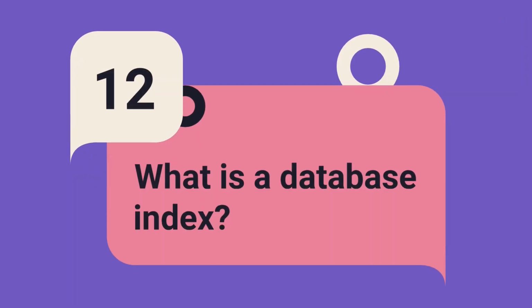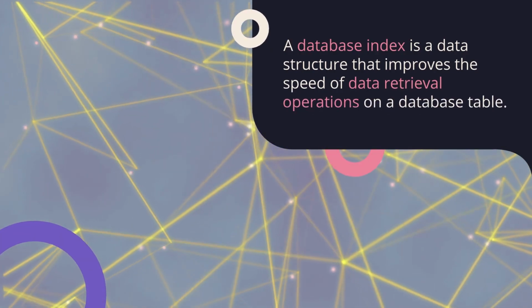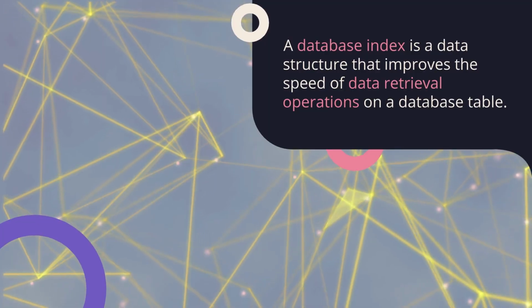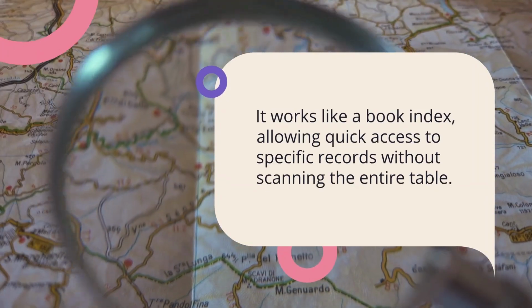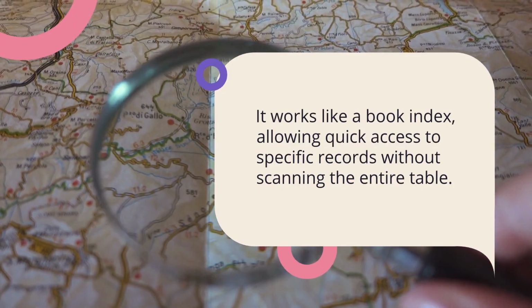12. What is a database index? A database index is a data structure that improves the speed of data retrieval operations on a database table. It works like a book index, allowing quick access to specific records without scanning the entire table.